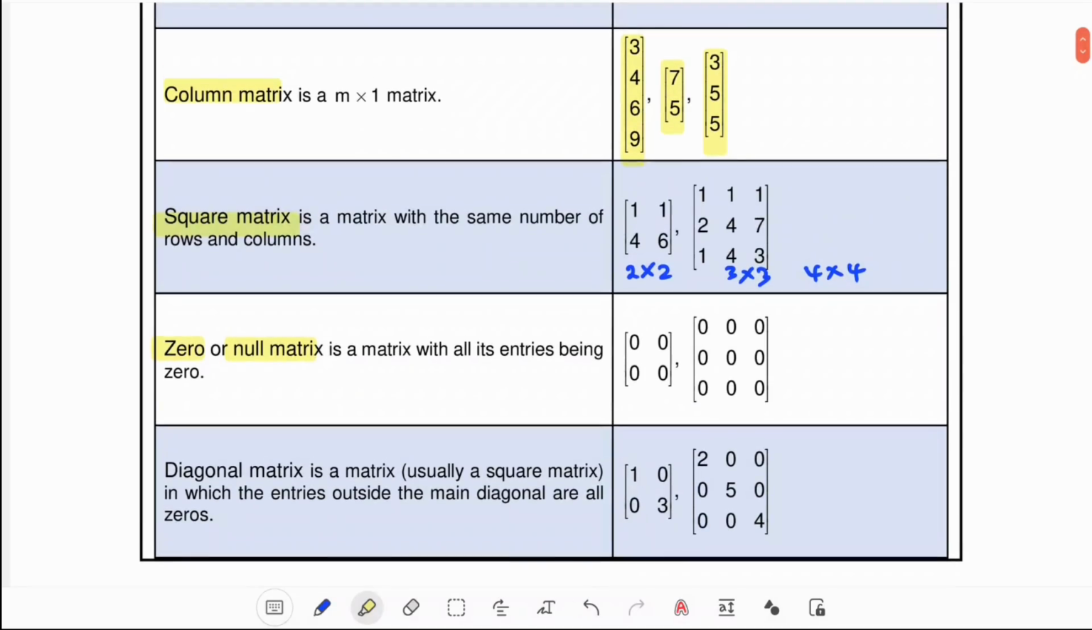And we have diagonal matrix. Diagonal matrix is usually for a square matrix, and the entries outside the main diagonal are all 0. So what is meant by diagonal matrix? What do you mean by diagonal entries? So these are the diagonal entries. So all the elements outside the main diagonal entries are 0. So that's what we call a diagonal matrix.